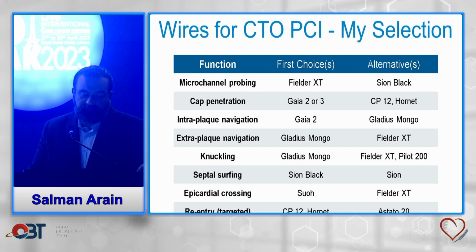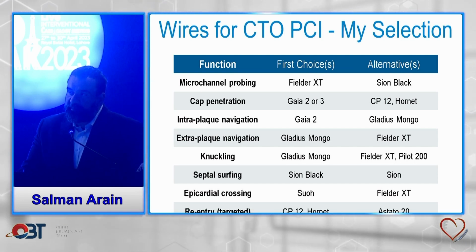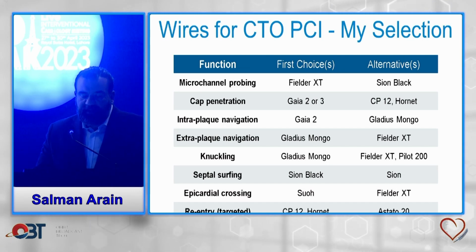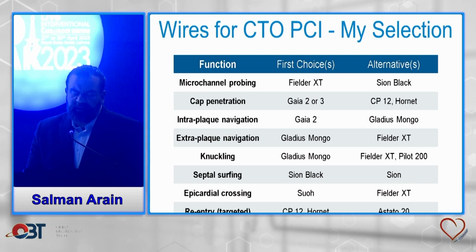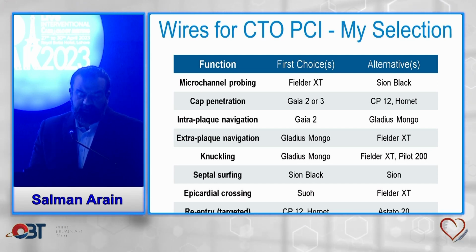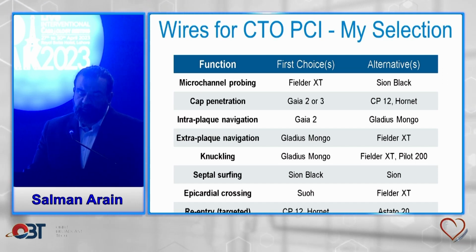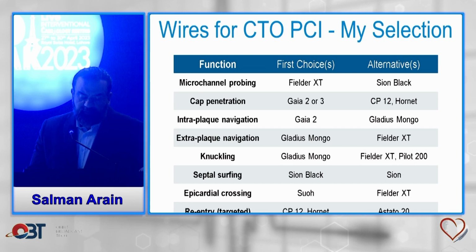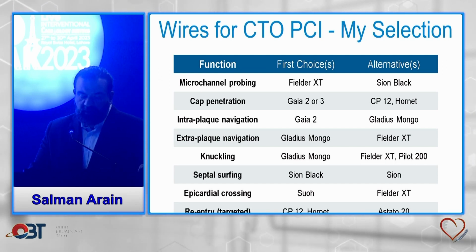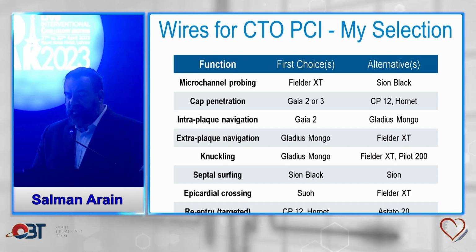I'll use a Sion Black. If not, cap penetration, Gaia 2 or Gaia Second. Intra-plaque navigation, typically Gaia 2, I think. Extra plaque navigation is usually Mongo, though this is something new for me. In the previous year, I was using a Fielder XT. For knuckling, I think Mongo makes the best small knuckles. If you want to make a bigger knuckle, you can use the Fielder XT. Septal surfing is Sion Black. Epicardial crossing is Suoh. And reentry is CP12, the Confianza Pro Hornet.